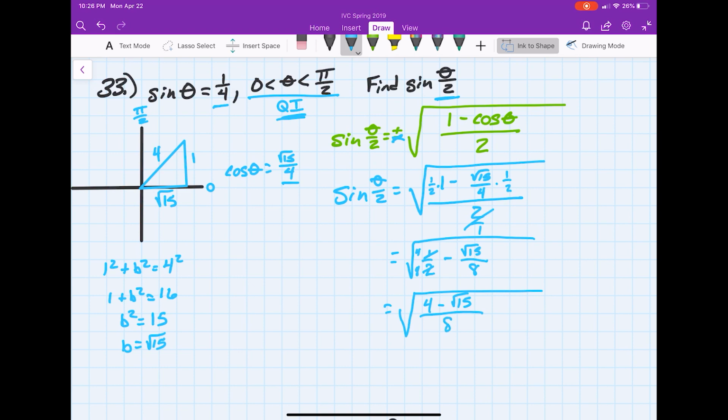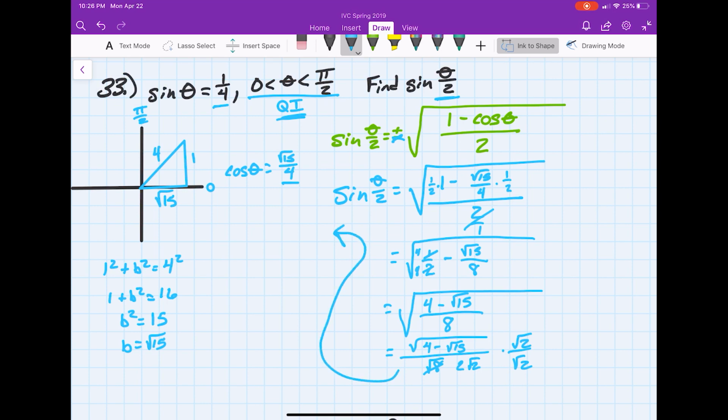Now, the square root of 8, I guess I should first, I'll separate this out so you can kind of see what I'm doing. So square root of 4 minus square root of 15 over the square root of 8. Splitting it apart so we can see that we can now reduce the square root of 8 to be 2 square root of 2. We'll multiply both sides, or the top and the bottom, by square root of 2 to rationalize this fraction. So square root of 2 times square root of 4, well, that is square root of 8. So 2 times 4 is going to be 8.